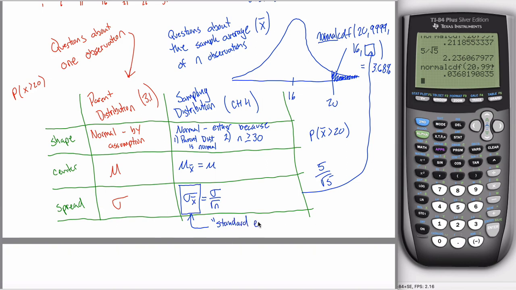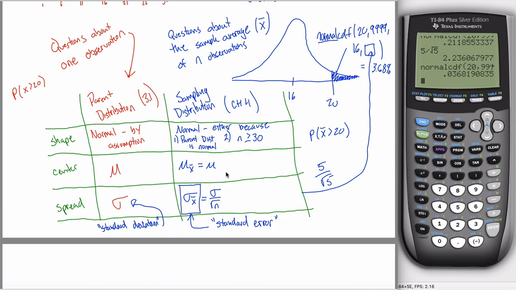Because if they call this the standard error, then they can call this the standard deviation and don't have to specify. It's the standard deviation of an individual observation, and this is the standard deviation of the sample averages. The population standard deviation of an individual observation, often they'll just say standard deviation. And so that you aren't confused when someone says standard deviation, this is commonly referred to as the standard error.